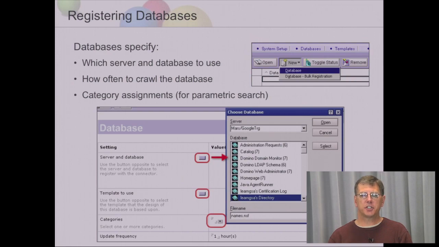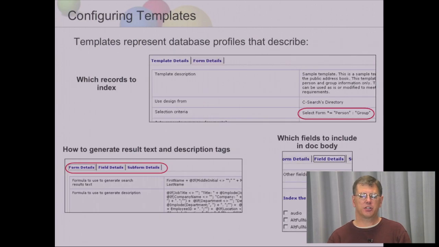So some more points to touch up on. Here's how you set up the database configuration and the templates that you want to identify with them, and also the category assignments for using parametric search. Didn't go into that, but you can check the documentation for details. When it comes time to defining your templates, you'll specify which records to index, which fields to include, and how to generate search result text description tags.